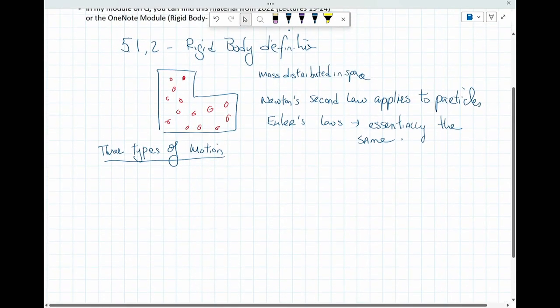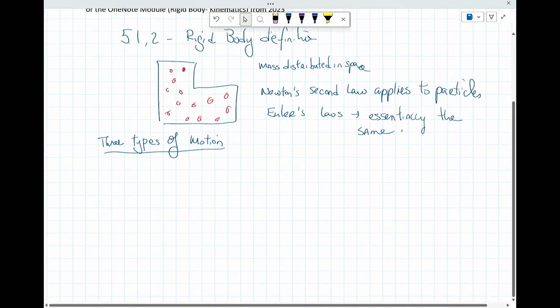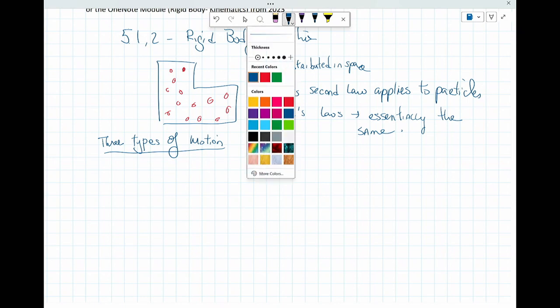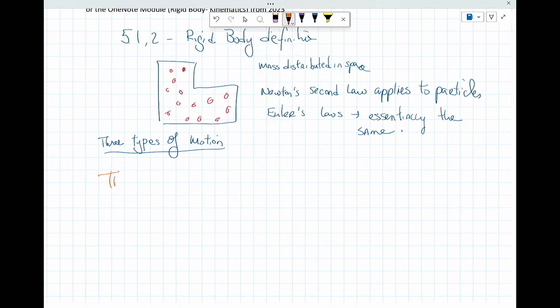So I have a mass distributed in space, I have these little red spots that all represent particles, and I have a whole bunch of them that describe a rigid body, and they're sort of contained geometrically. So I have three different types of motion that come out of this. The first one is translation.